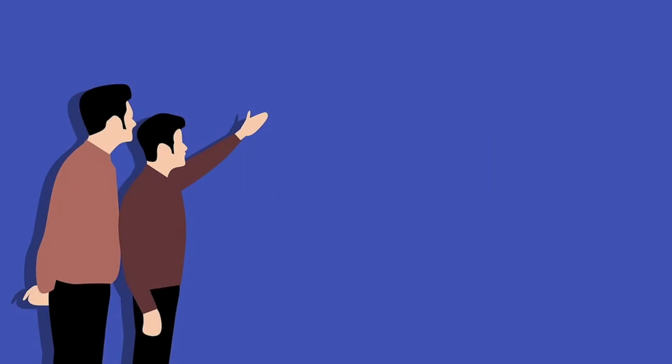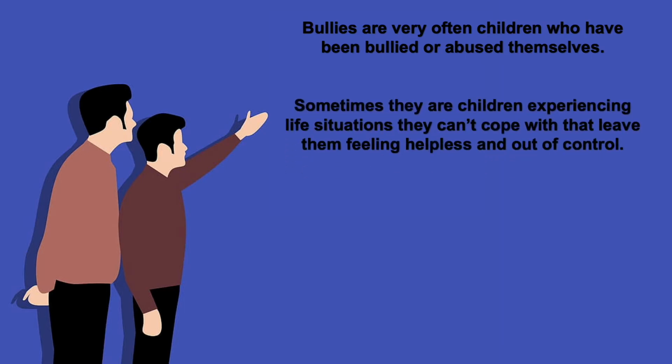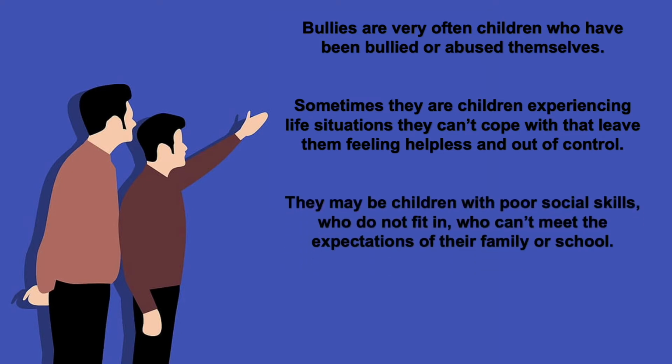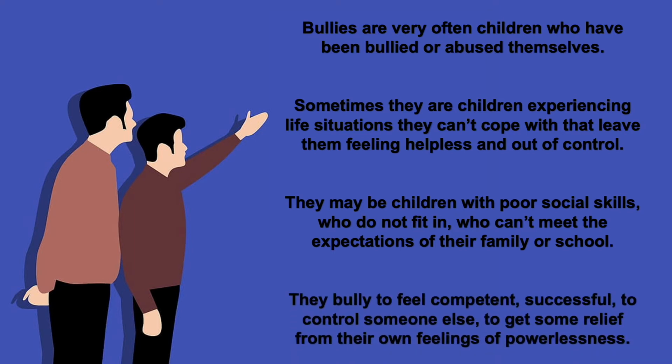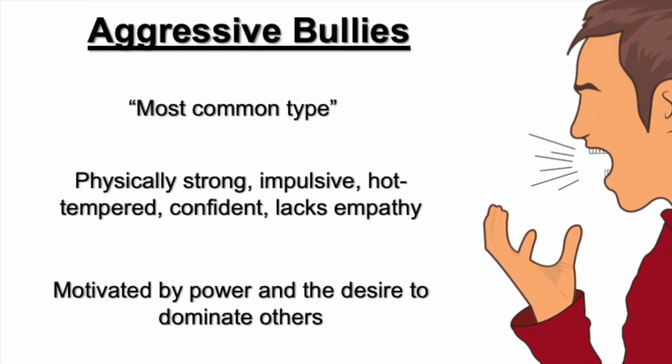Now we go into the topic of bullies. Who are the bullies? Bullies are often children who have been bullied or abused themselves. Sometimes there are children experiencing life situations they can't cope with that leave them feeling helpless and out of control. They may be children with poor social skills who do not fit in, who can't meet the expectations of their family or school. They bully to feel competent, successful, to control someone else to get some relief from their own feelings of powerlessness.